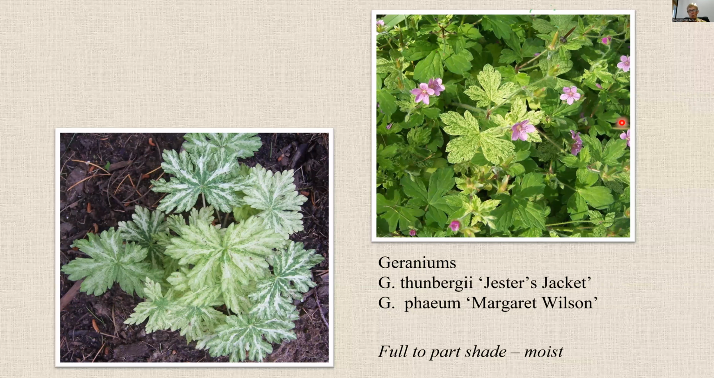Geraniums, there's some that are very aggressive that you shouldn't plant. Jester's Jacket is pretty in that it's got that variegation. It is an aggressive self-seeder, so unless you've got an area that you just want covered with this, it's probably one to avoid. This one is called Margaret Wilson. Pretty variegation on it and not an aggressive spreader, not an aggressive seeder. I've never seen a seedling from it, although it does flower. But the foliage is just so pretty on it.